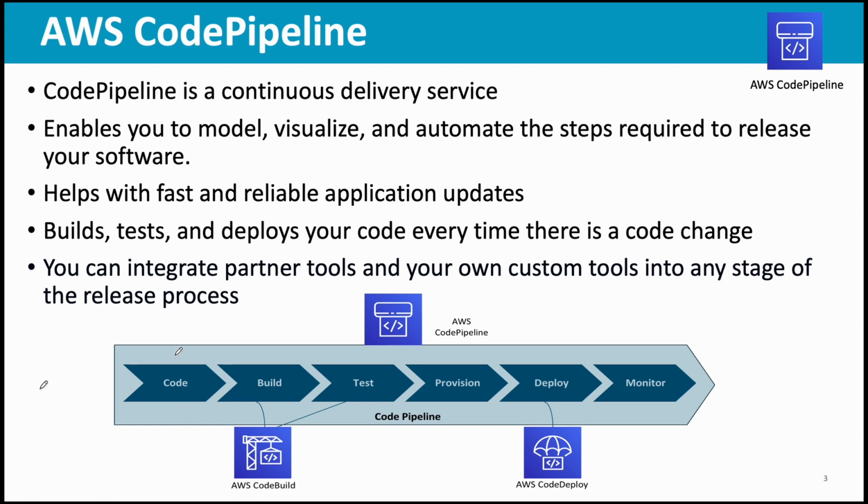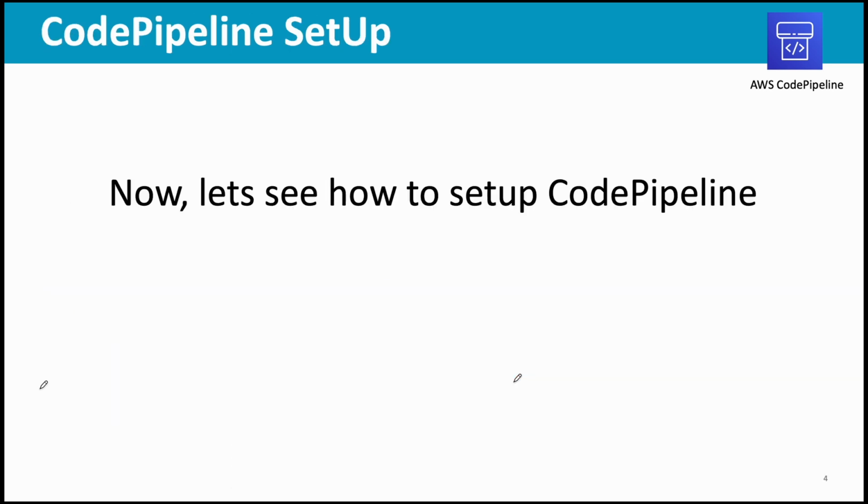So you can see the various SDLC stages in this pipeline. And you can bring in tools, for example, for CodeBuild. If you don't want to use CodeBuild, and instead you want to bring in some other tools like Jenkins, you can do that. And same with other stages as well. So that is the advantage of CodePipeline. It is not expecting you to use only AWS tools. You can use most of the industry tools. Okay, now let's see how to set up CodePipeline.